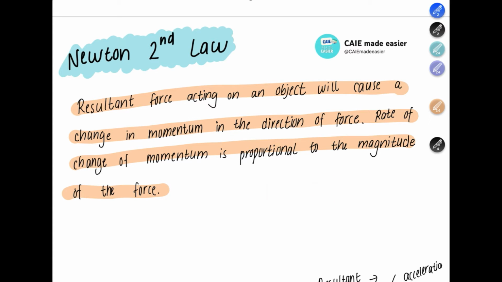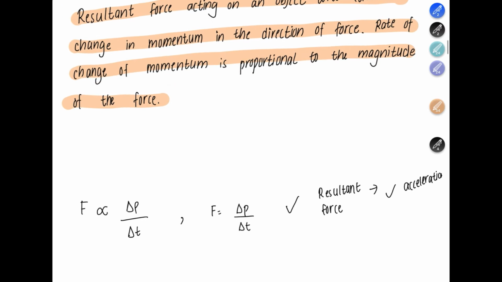Now, first one, here we'll say resultant force acting on an object. Now we're talking about the resultant force. This will cause a change in momentum in the direction of force. Okay, rate of change of momentum is proportional to the magnitude of force. So here you can say force is directly proportional to rate of change of momentum. How does momentum change with time, which is said here in the second sentence. Now we can write this as force equals change in momentum over time.